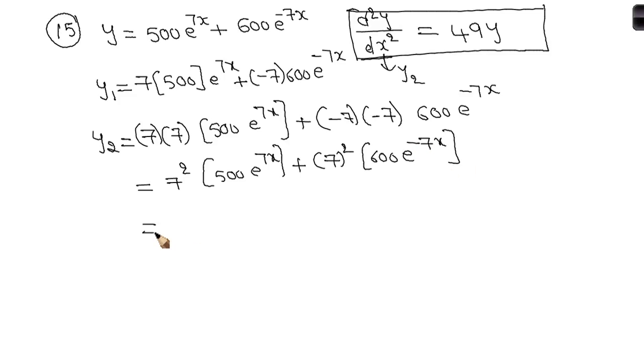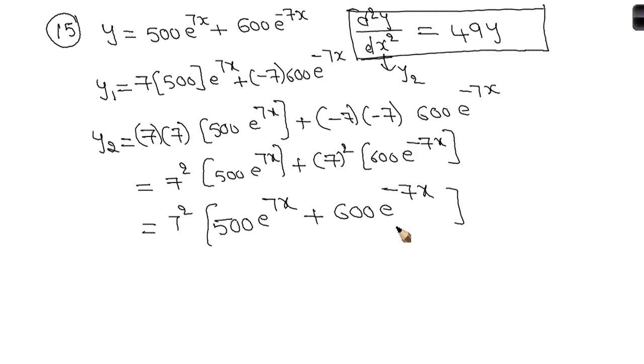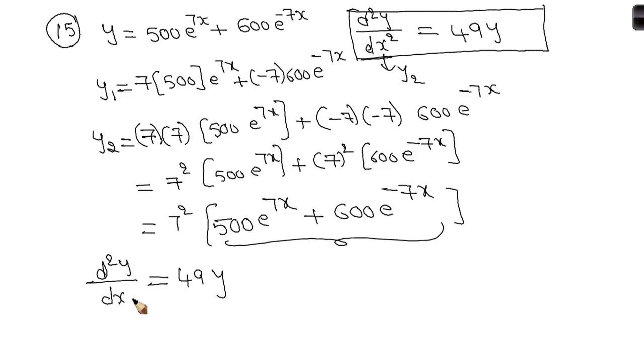I can take 7 square common. If I take 7 square common, I get 500 times e power 7x plus 600 times e power minus 7x. This is the same as y. So this becomes 49y. Hence y2, which is d square y by dx square, is 49y. Excellent.